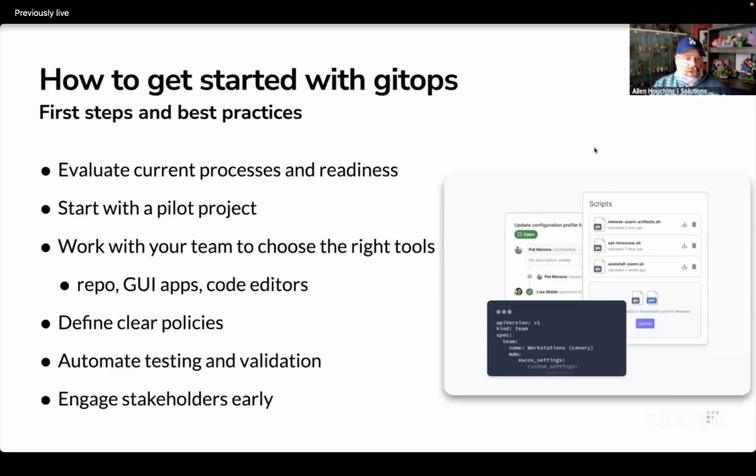So, how to get started with GitOps? First and foremost, you need to evaluate your current processes and the readiness for your team. Is this something your team has time to take on right now? If not, how can you get it prioritized? How can you build it into your roadmap? How can you carve out time to work on it while also supporting the demands of the business?